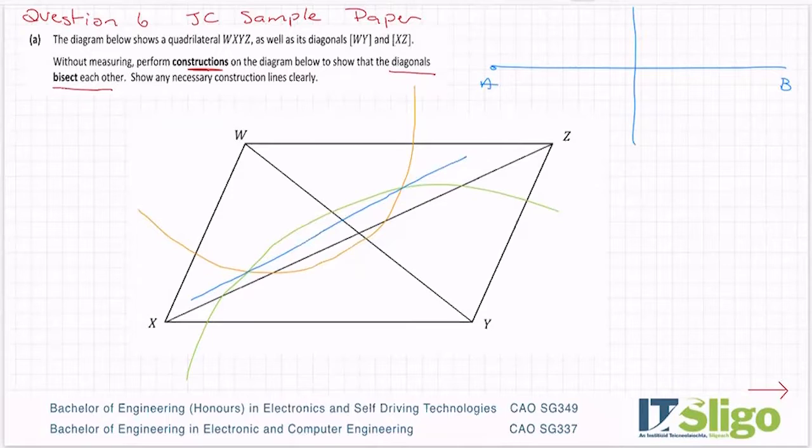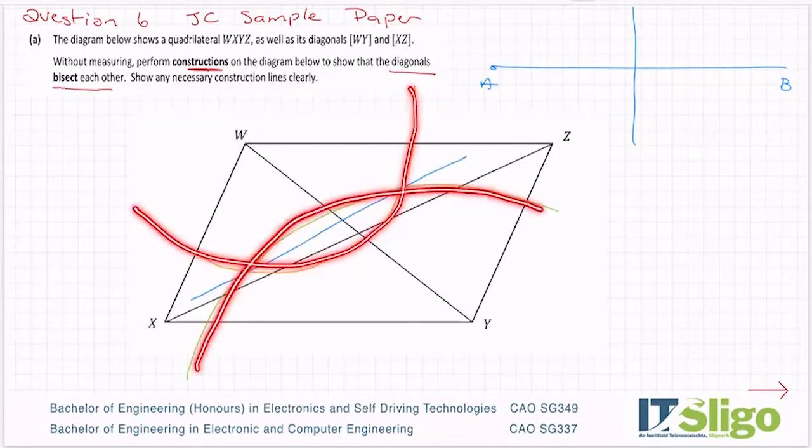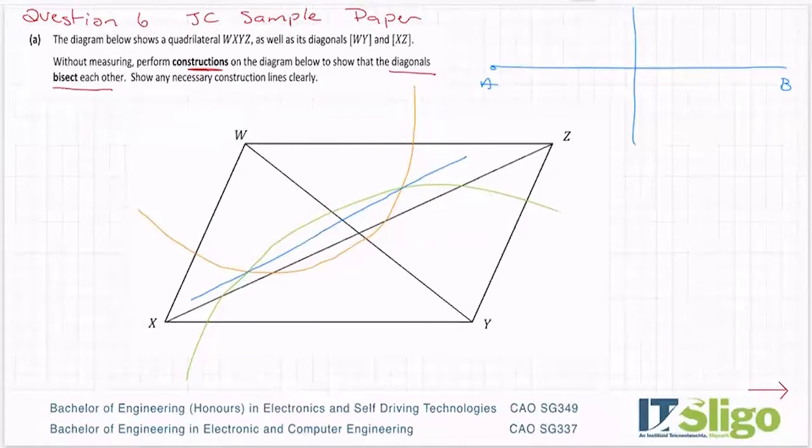The important part in any construction is the construction lines. These arcs, these semicircles that I have here, are the important marks in a construction. If they're not there, you will not get full marks, because if they're not there, there's nothing stopping you measuring this line and literally drawing a line down the middle. So the construction marks are really important.